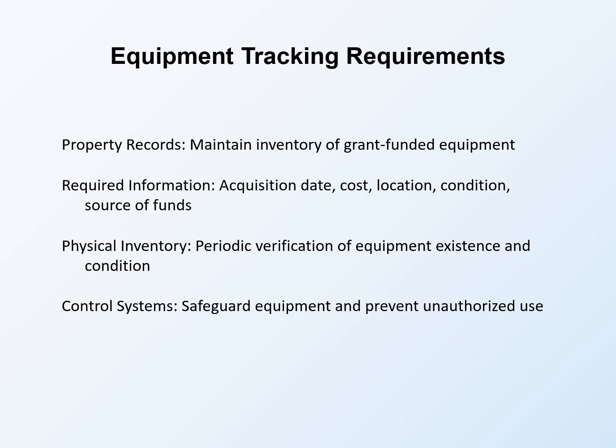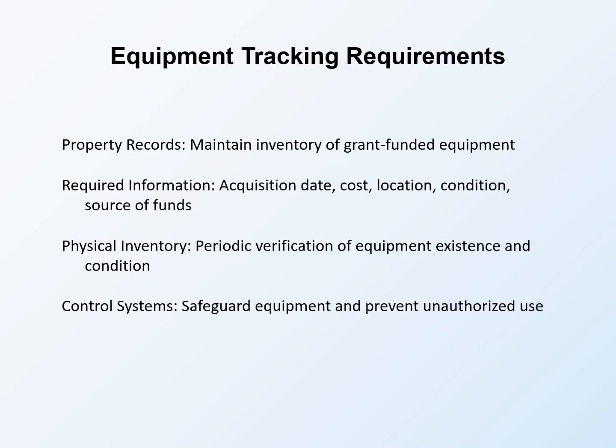Property records must maintain an inventory of all grant-funded equipment. This inventory should be current, accurate, and accessible. Many organizations use automated asset management systems, but manual records are also acceptable if properly maintained. Required information in equipment records includes a description of the equipment, manufacturer's serial number or other identification, source of funding including grant number, acquisition date, cost, location, condition, and ultimate disposition when the item is retired or transferred.